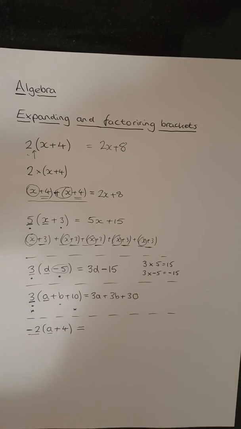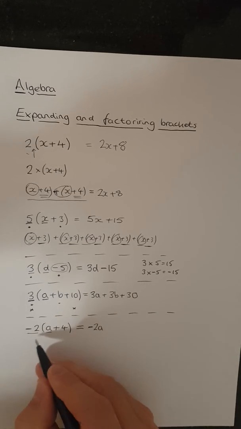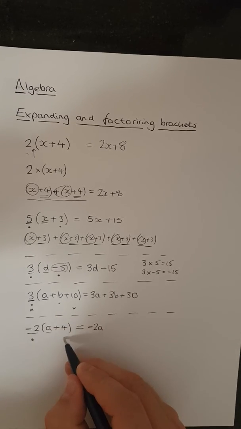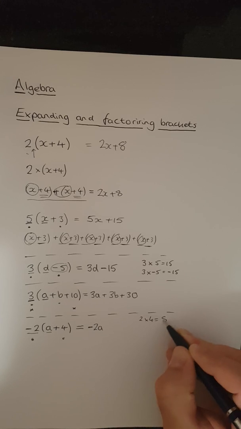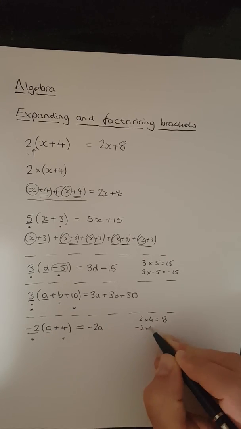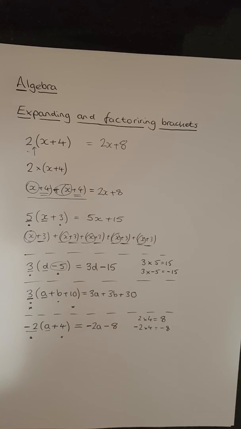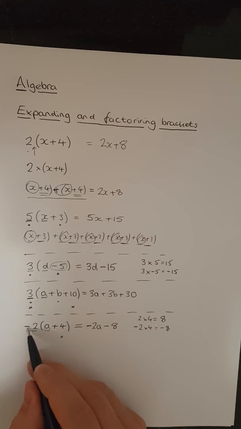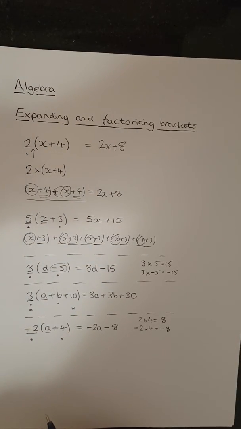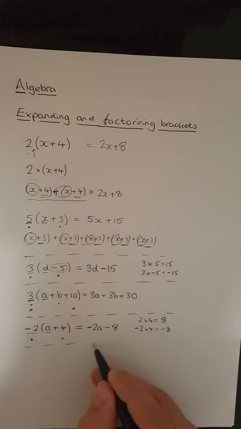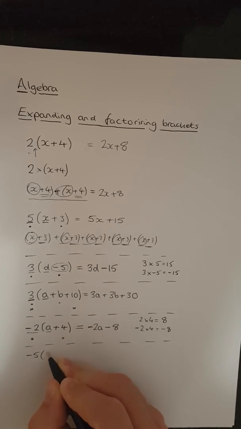Minus 2 multiplied by a. Minus 2 multiplied by 4. The negative outside changed both terms into negative. Okay, let's try one more with the negative and see what happens.